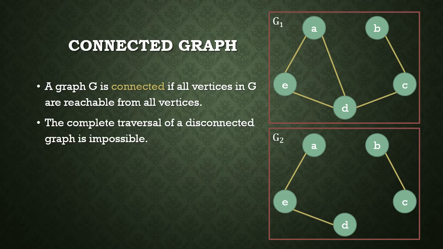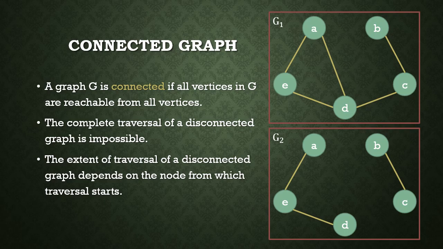The complete traversal of a disconnected graph is impossible. The extent of traversal of a disconnected graph depends on the node from which traversal starts. In G2, if I start traversal from A or E or D, I can traverse and visit 3 nodes out of 5. But if I start traversal from B or C, I will be able to traverse 2 nodes out of 5.